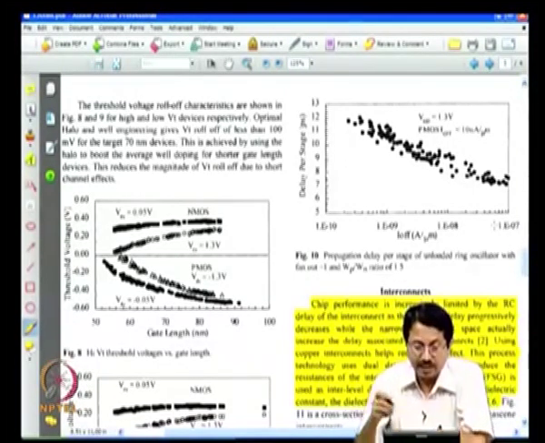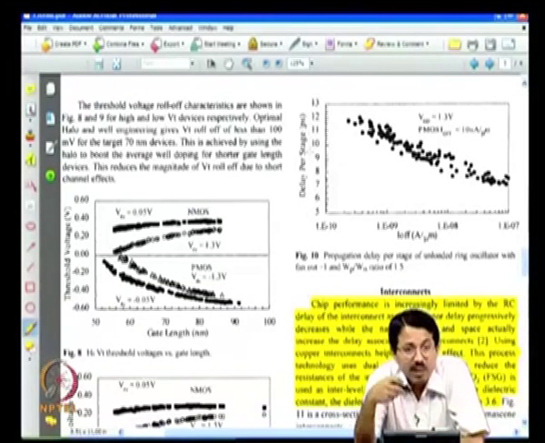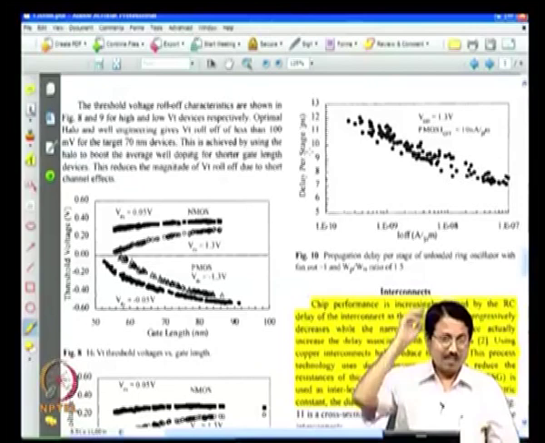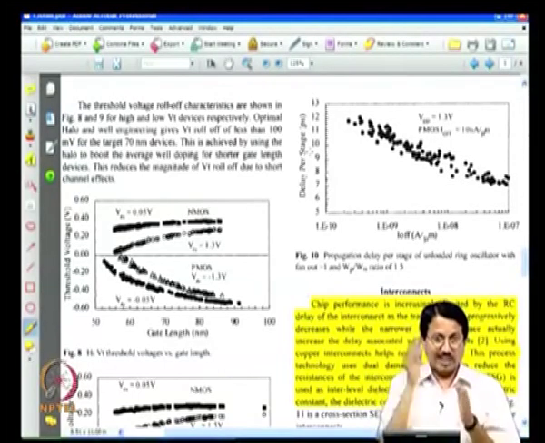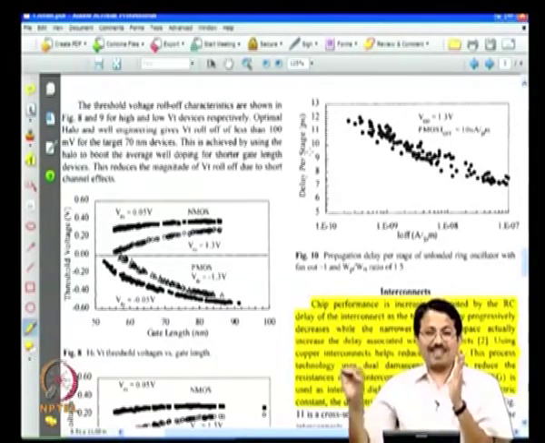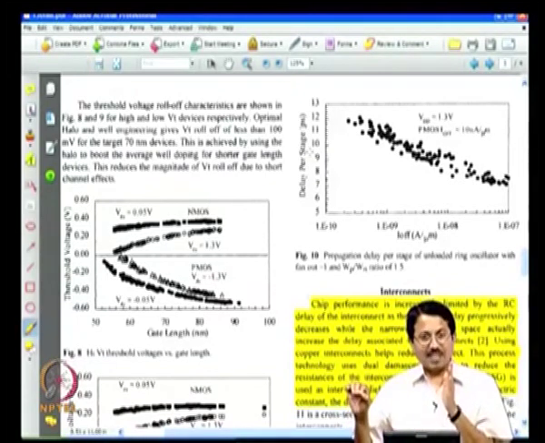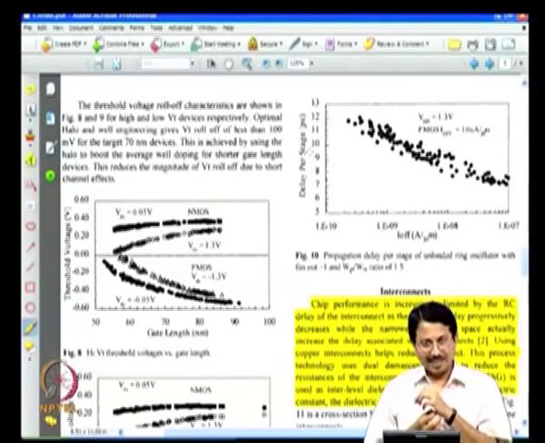So again, they characterize delay using the ring oscillator. Now, they have depicted it in a slightly different fashion. In the previous paper you saw delay plotted against gate length. Here delay is plotted against off-state current of a transistor. Remember, off-state current is inversely related to gate length.